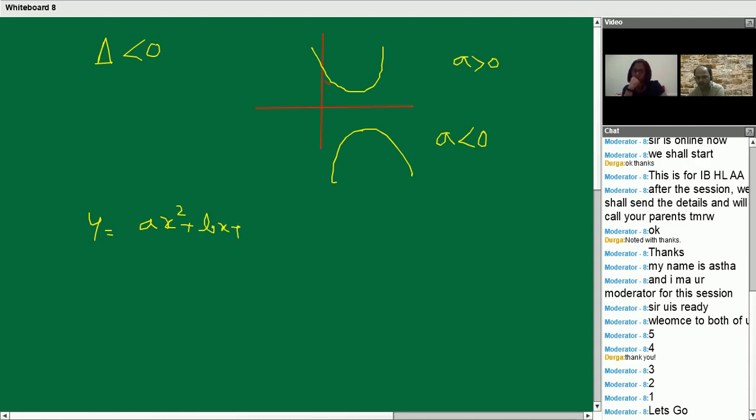And apart from this, we have discussed the quadratic formula. There is one more method, the completing the square method. Using that, we can also express this in the form a times x minus h whole square plus k. Then h comma k will be the turning point or the vertex.